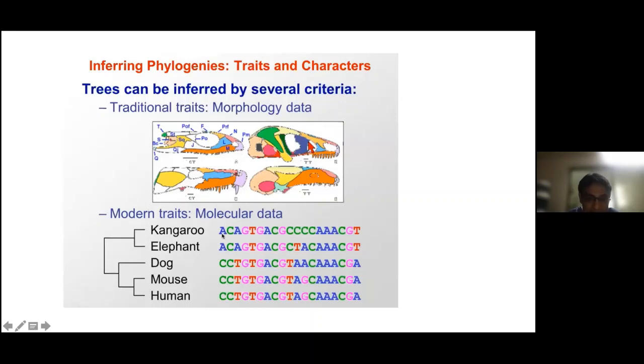For example, if you look into this phylogeny, the kangaroo and elephant are in the same group, and the dog, mouse, and human are in the same group. It can be assumed that the difference between the ACA and the CCT might be one of the features in the sequences that cause the divergence between these two groups.